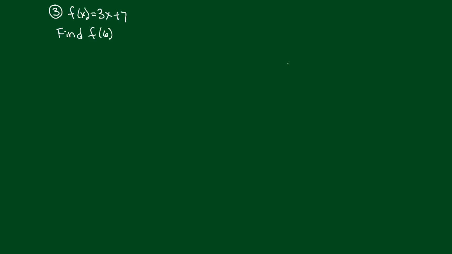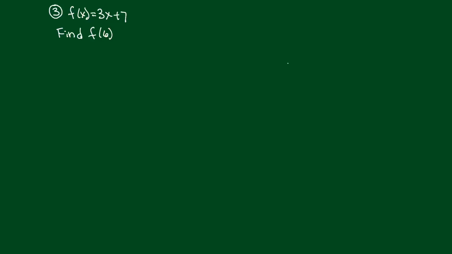Number 3, we're given this linear function. F of x is 3x plus 7, and we want to find f of 6. Right, this is pretty straightforward here, don't you think? Here's the function. The function is this rule right here. Whatever comes in, multiply it by 3, add 7.